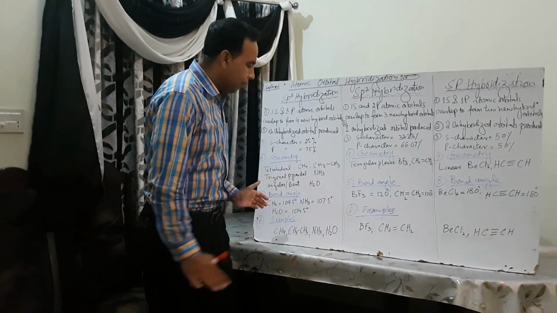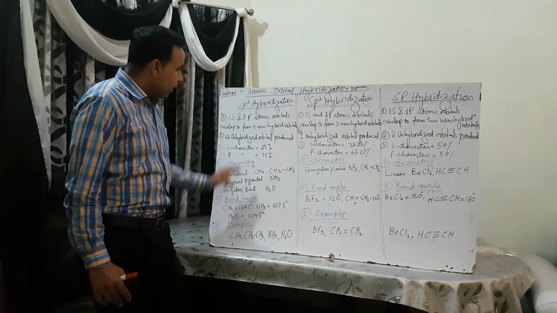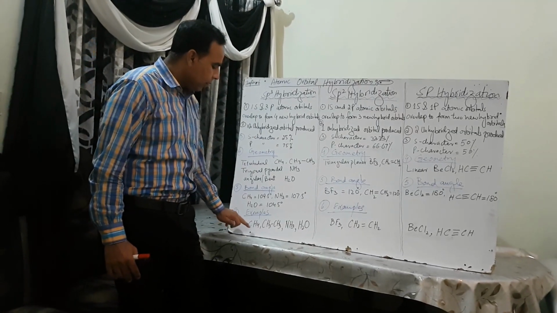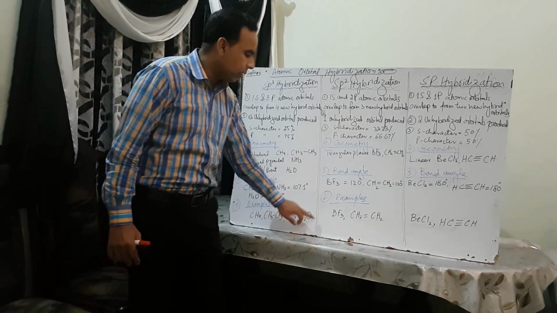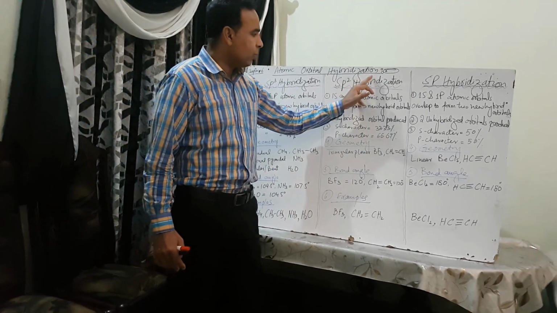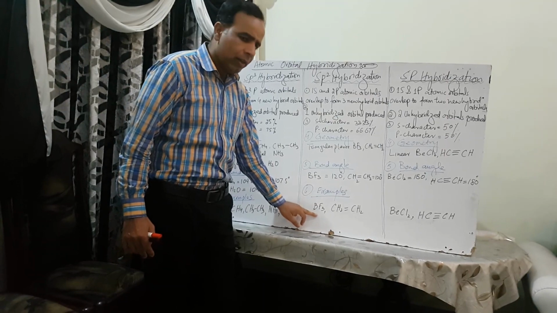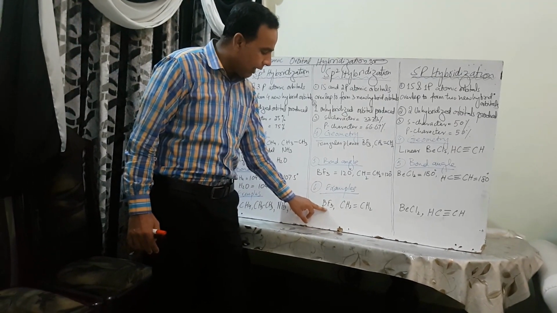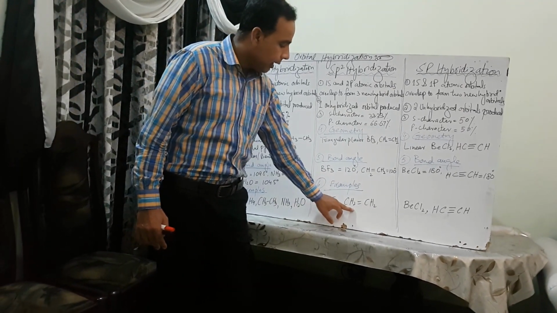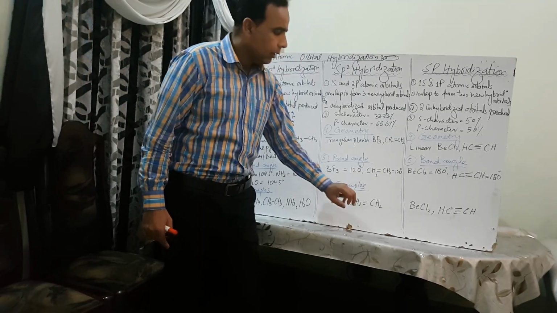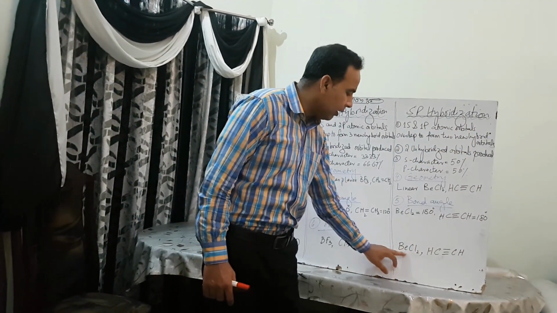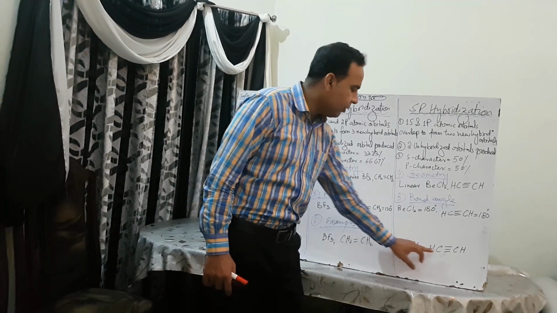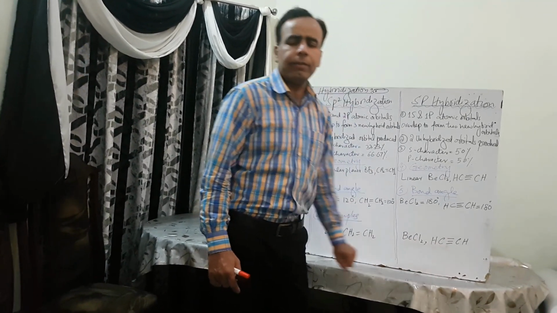Now the examples of sp3 hybridization: methane, ethane, ammonia and water. In the case of sp2 hybridization, examples are boron trifluoride, BF3, and ethene. In the case of sp hybridization, examples are beryllium chloride and acetylene.